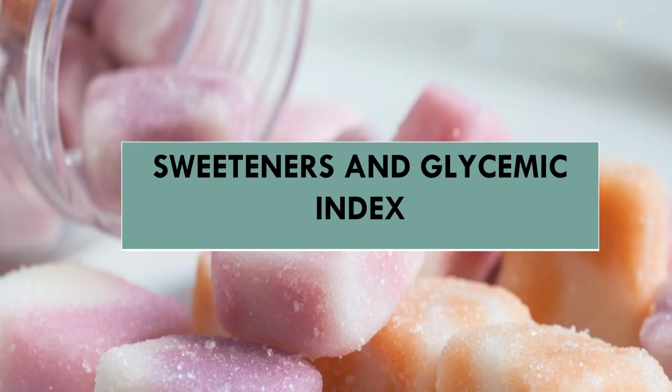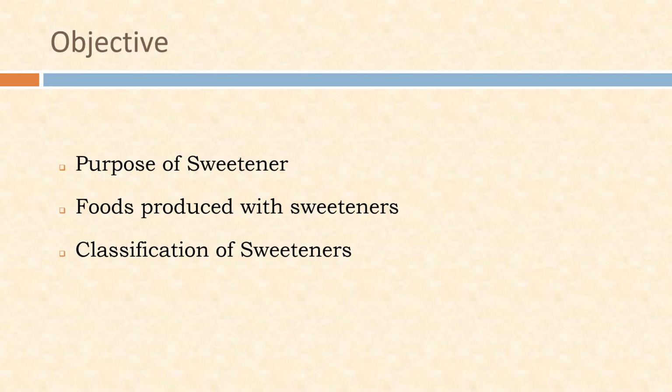So the topic which we are going to see is sweeteners and glycemic index. The objective of this lecture is to know the purpose of the sweetener, what are the foods which are produced with sweetener, and classification of sweetener.